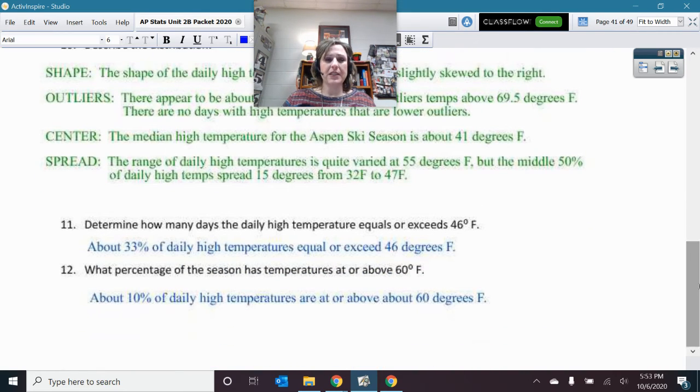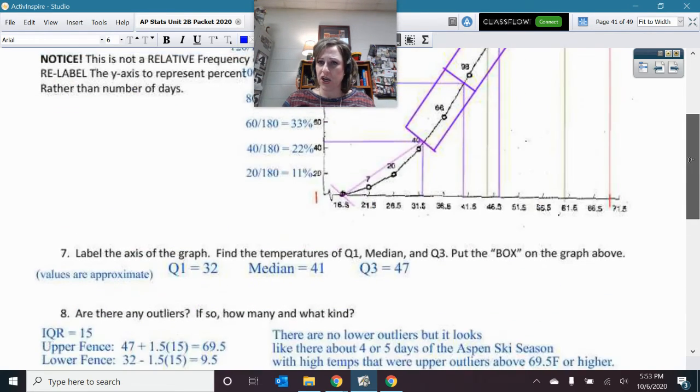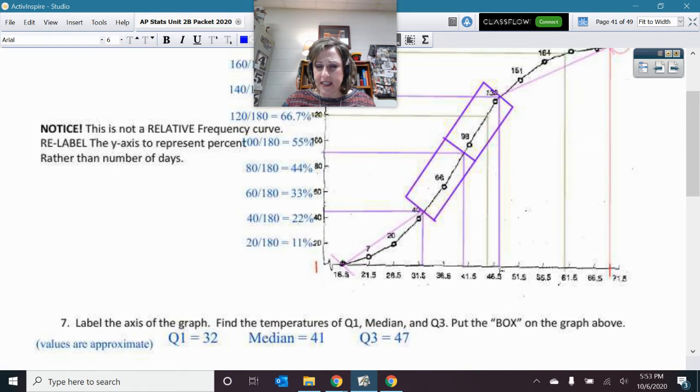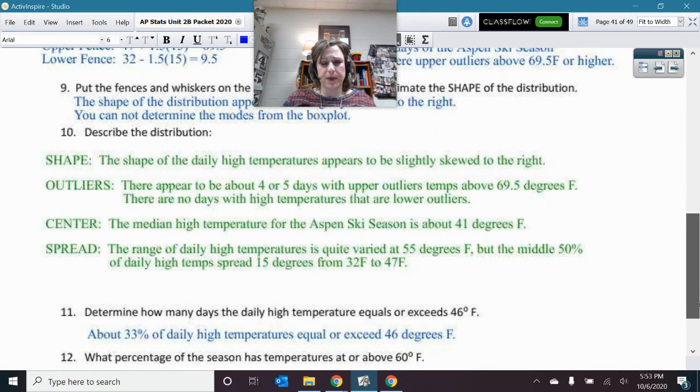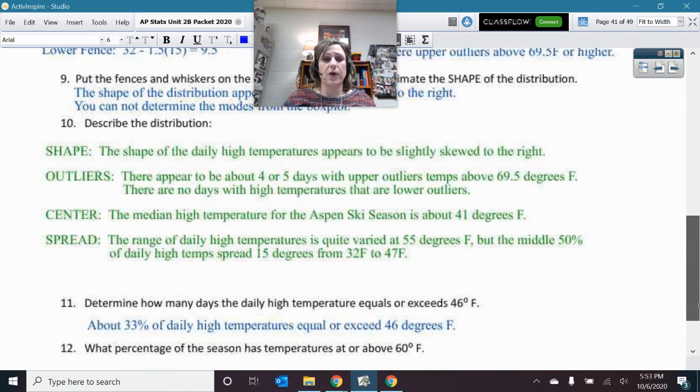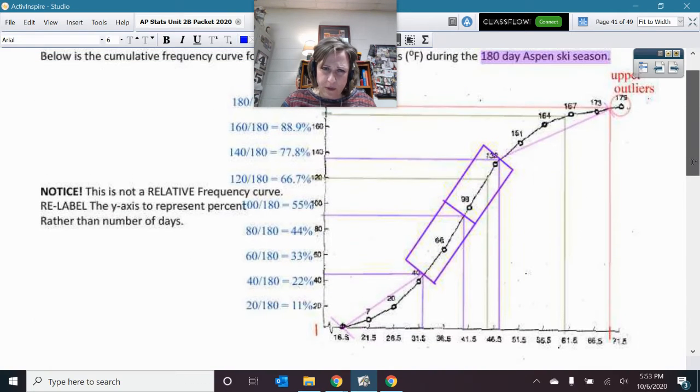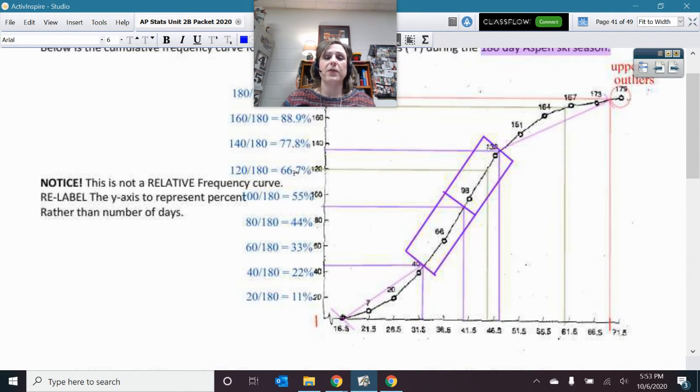All right. Determine how many days the daily high temperature equals or exceeds 46 degrees. So I had to come up here and see my 46 degrees right here. And then that's at 120 days. So how many days equal or exceed? Well, that's about 60 days, I guess. So what did I put there? Oh, I said 33% of days. I should have just said the number of days because I can tell it's right at about 120.